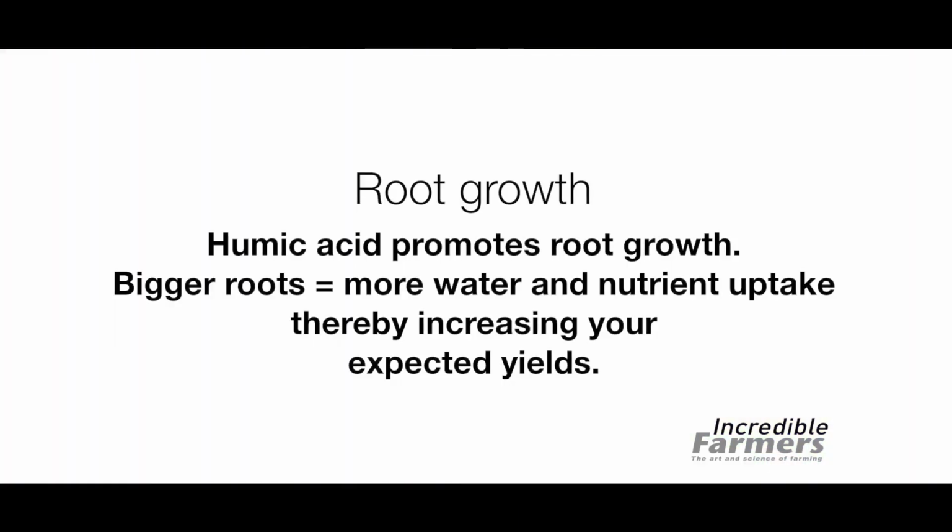Humic acid also promotes root growth. When you have a bigger root growth, then you've got more access to water and nutrients, which actually improves stress tolerance, such as drought, and also water and nutrient capture as well. Because in the first days, we want a crop that has a high root dominance.